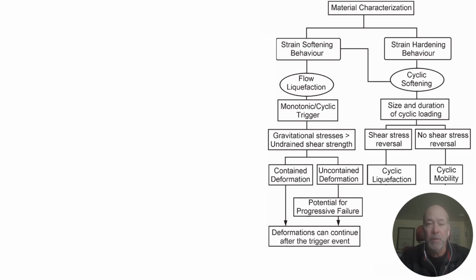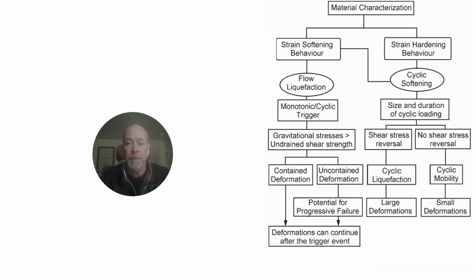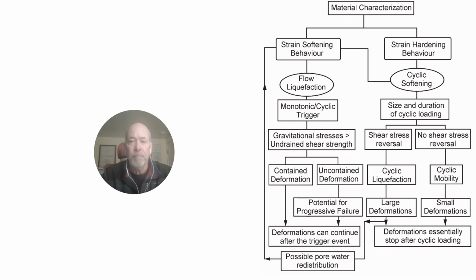So those two tell you whether you have cyclic liquefaction or cyclic mobility. If there's no stress reversal, it's cyclic mobility. And if there are reversals, then you've got cyclic liquefaction. And you can have very large deformations with liquefaction or limited with cyclic. And we can see here whether we have large or small deformations. And deformations essentially stop after cyclic loading.